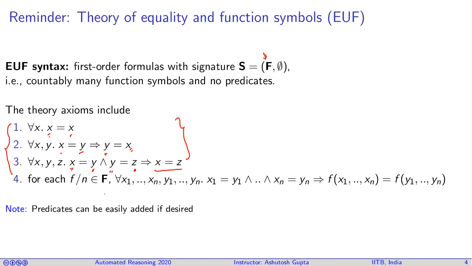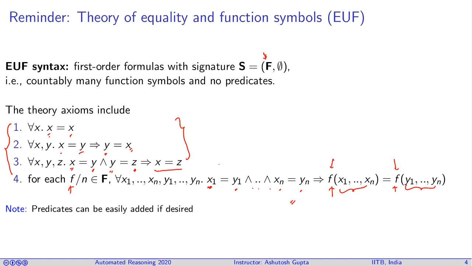The fourth axiom, which you may not have seen before, is called congruence. What it says is that, suppose you have a function f which has n parameters, and you can call this function with two different sets of parameters, x1 to xn and y1 to yn. Suppose you know that x1 is equal to y1, through xn equal to yn. That means both calls of the function are using the same parameters, therefore their output should be the same. That's the basic property of a function. So this is the axiom for the uninterpreted functions.